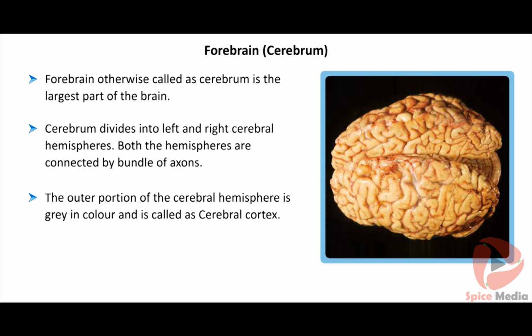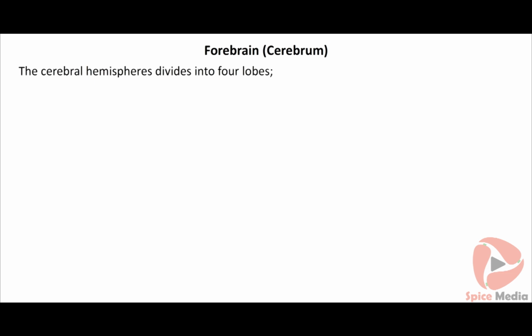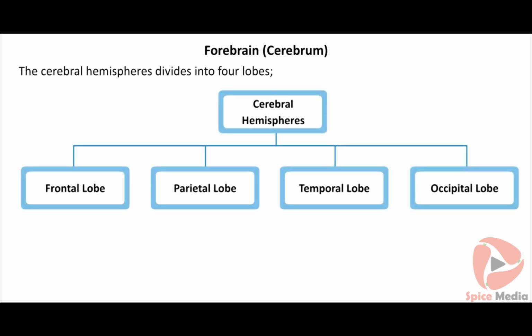Parts of the brain below the cerebrum are together known as diencephalon. It has centers that control emotions such as pain and pleasure. It connects the forebrain with the midbrain. The cerebral hemispheres divides into 4 lobes, namely frontal, parietal, temporal, and occipital.